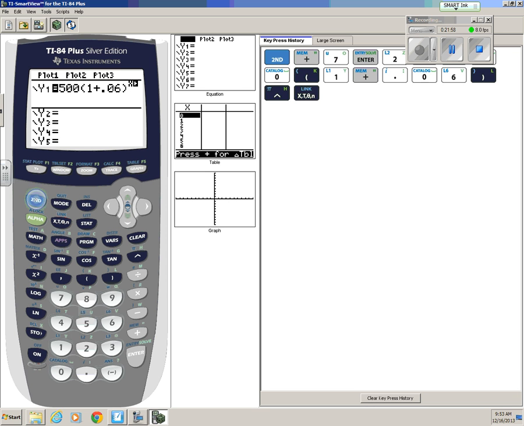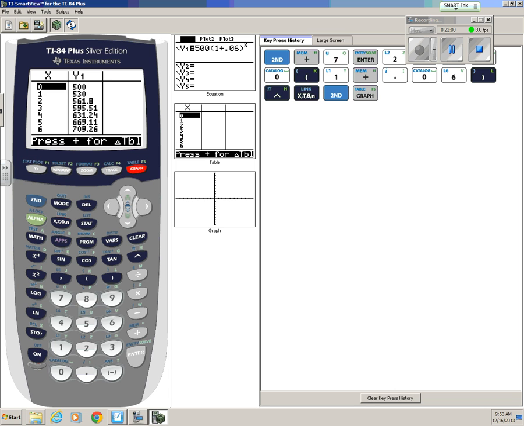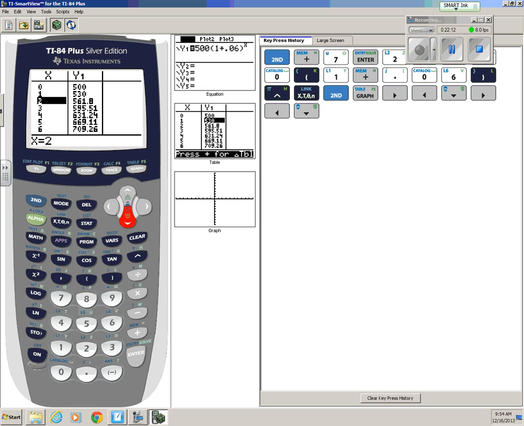If we go to our table of values, second table, we should see that after year 0, he's got the $500. Well, we knew that. That's what he started with. But after 1 year, there's his $530. After 2 years, here's his $561.80.